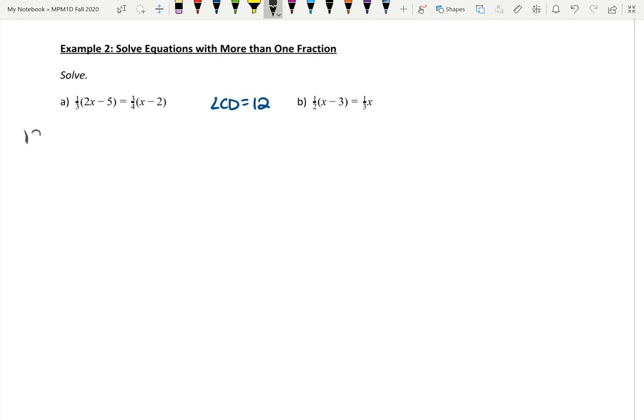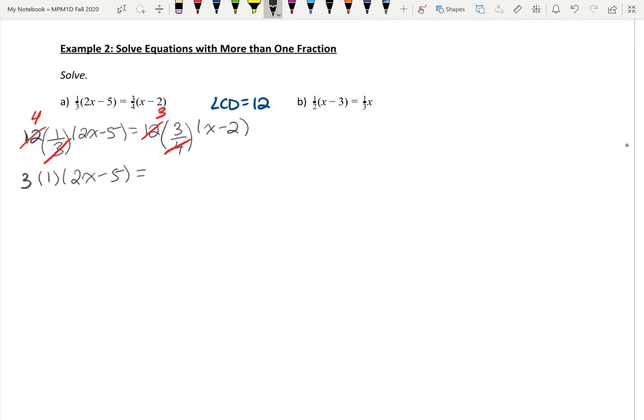So my next line is 12 times 1 over 3, which is then going to be multiplied by 2x minus 5, is equal to 12 times 3 over 4, which we then will multiply by x minus 2. Okay, so again, I want to get rid of my denominator 3. So 12 divided by 3 is 4. So I have 4 left over on the left side. And on the right, I want to get rid of my denominator 4. So 12 divided by 4 is 3. So I have 3 left over.